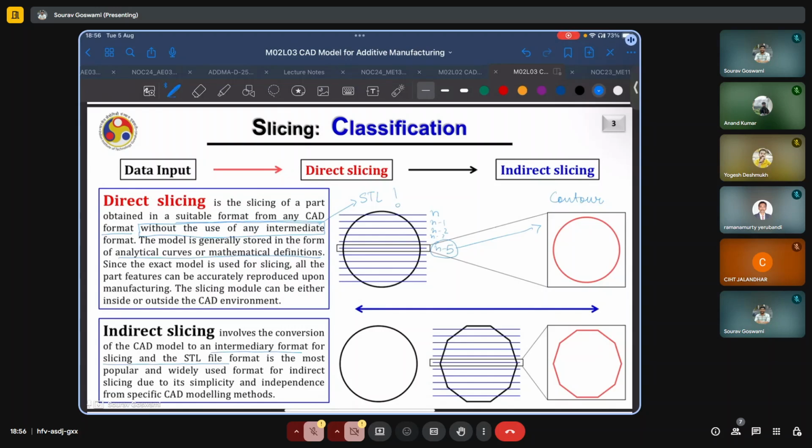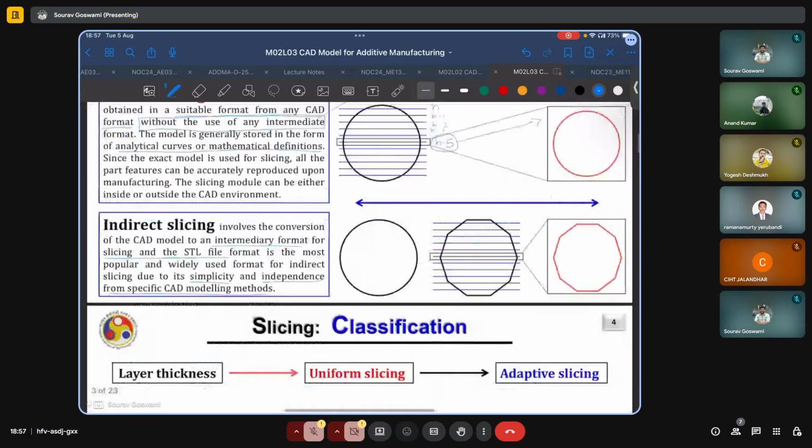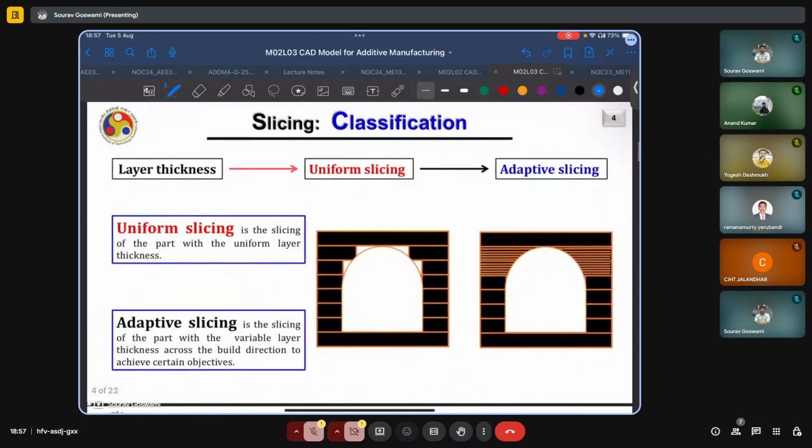However, irrespective of this approximation error, the indirect slicing method is the one which is most commonly used because it is simple and it is independent from specific CAD modeling methods. The second classification is based on the layer thickness, that is to say whether there is any variation in layer thickness along the build height, or whether we simply fix our layer thickness once and then use it throughout the build.